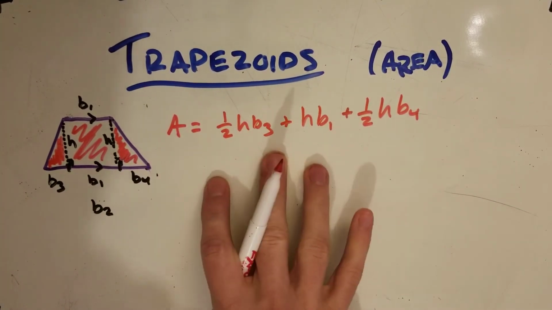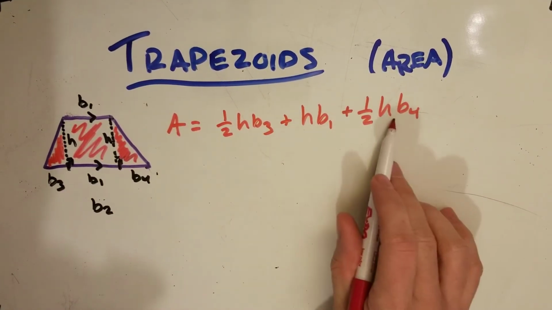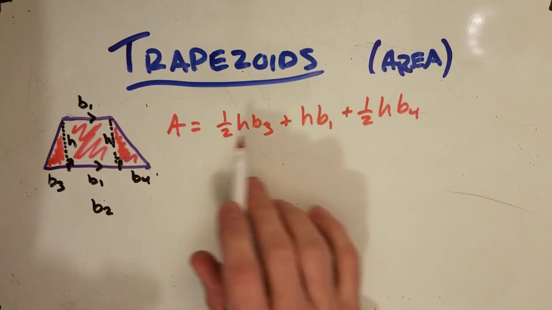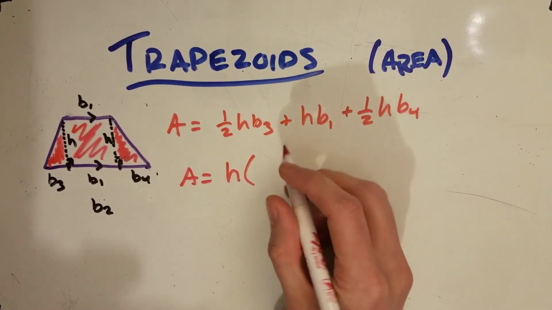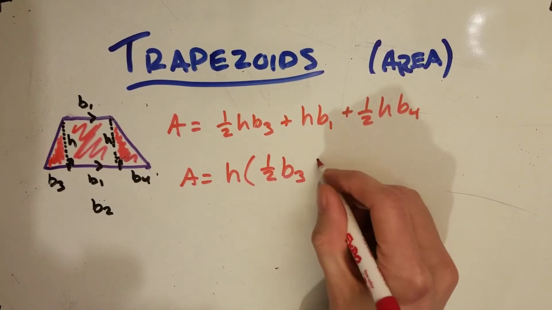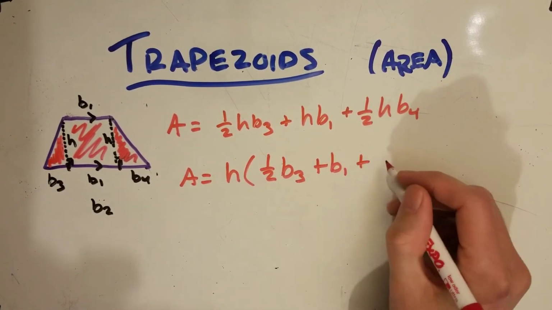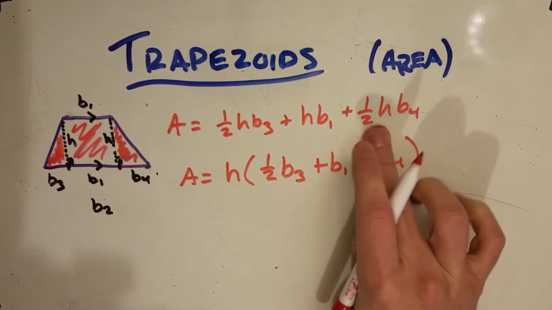Now we want to clean this up a little bit, because that's a lot. One thing we can do is take out an h from each one of these. So we factor out an h, and we're left with 1/2 B sub 3 plus B sub 1 plus 1/2 B sub 4.